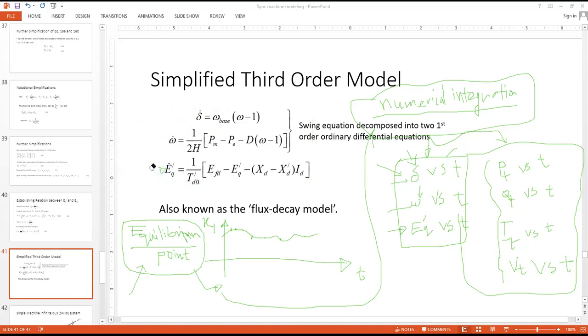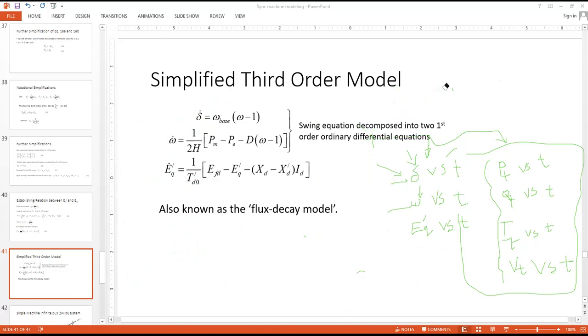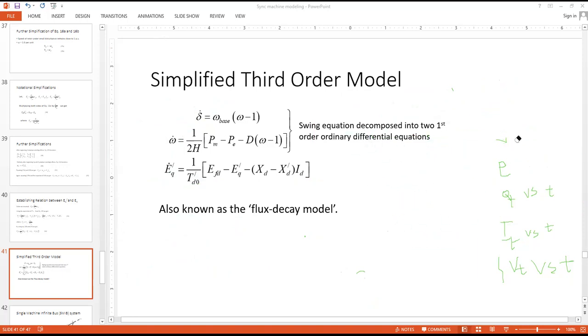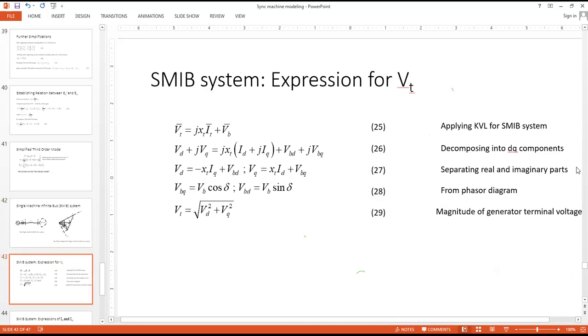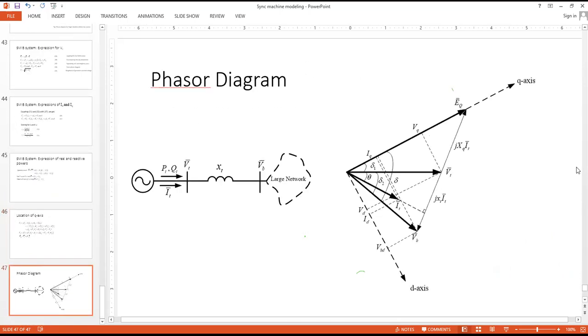So while trying to calculate the initial condition or the equilibrium point, we will take help of the phasor diagram. Let us see how we can draw the phasor diagram for our network, the SMIB system. This was the network on the left, and on the right, this is the phasor diagram. Let's take an enlarged view, because the font is too small. Now I think it is clearer.